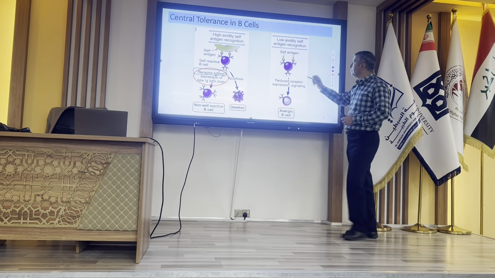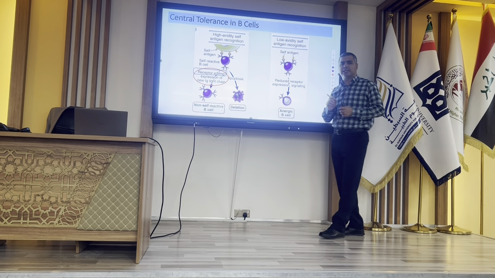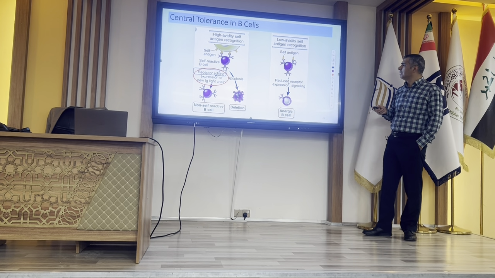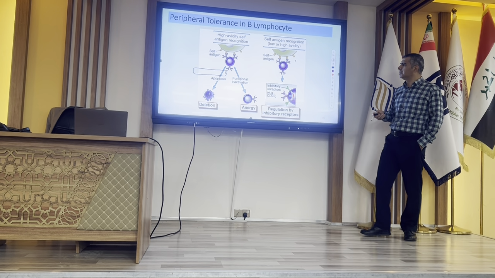If a B cell has a receptor that cannot recognize the antigens with high affinity, it will become anergic again. Let me skip, it doesn't matter.